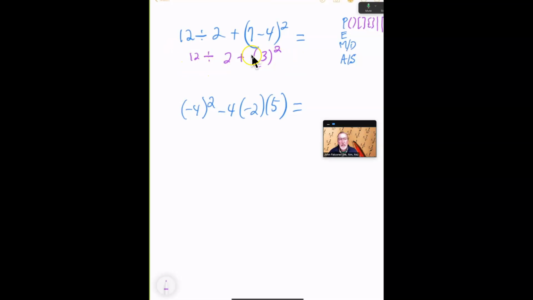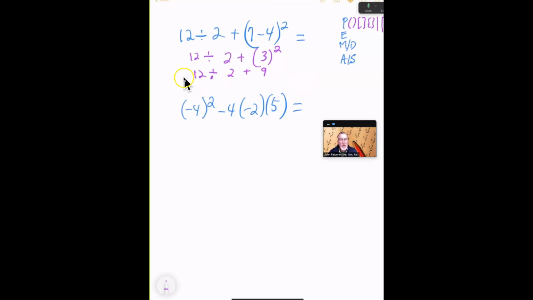Now there's no operation in the parentheses, so we're going to look for exponents, which is here. We've got 3 squared, which is 3 times 3, which is 9. And then I'm going to write out the rest of it. And now we have 12 divided by 2 plus 9.